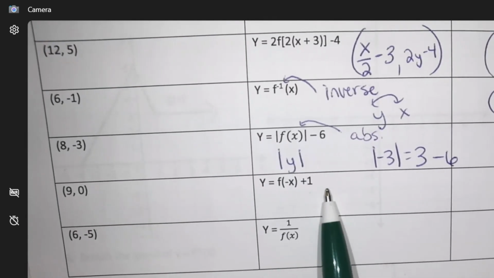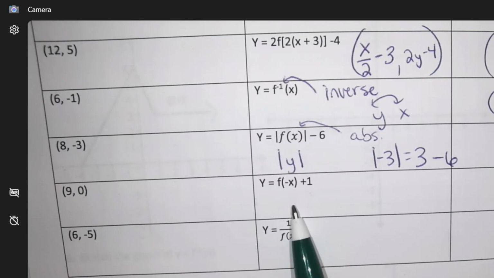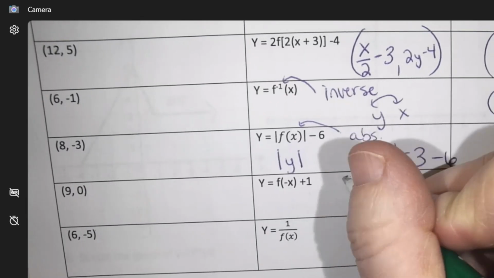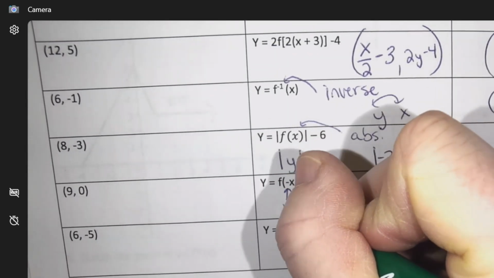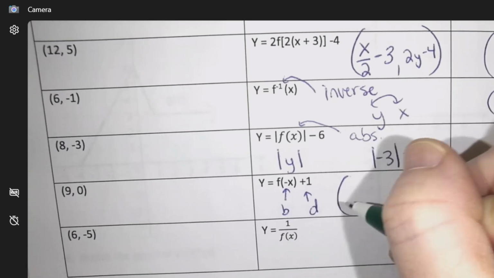Okay, this one, you would do ABCD stuff. So figure out where you want to put stuff in your coordinate. Well, this would be a B, and this would be a D.